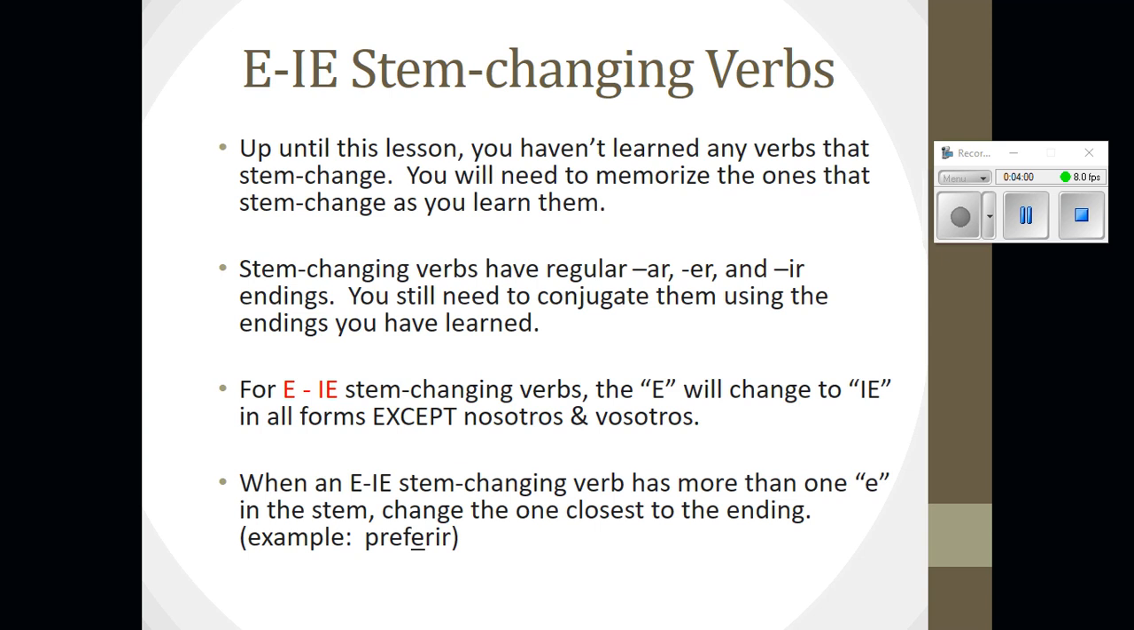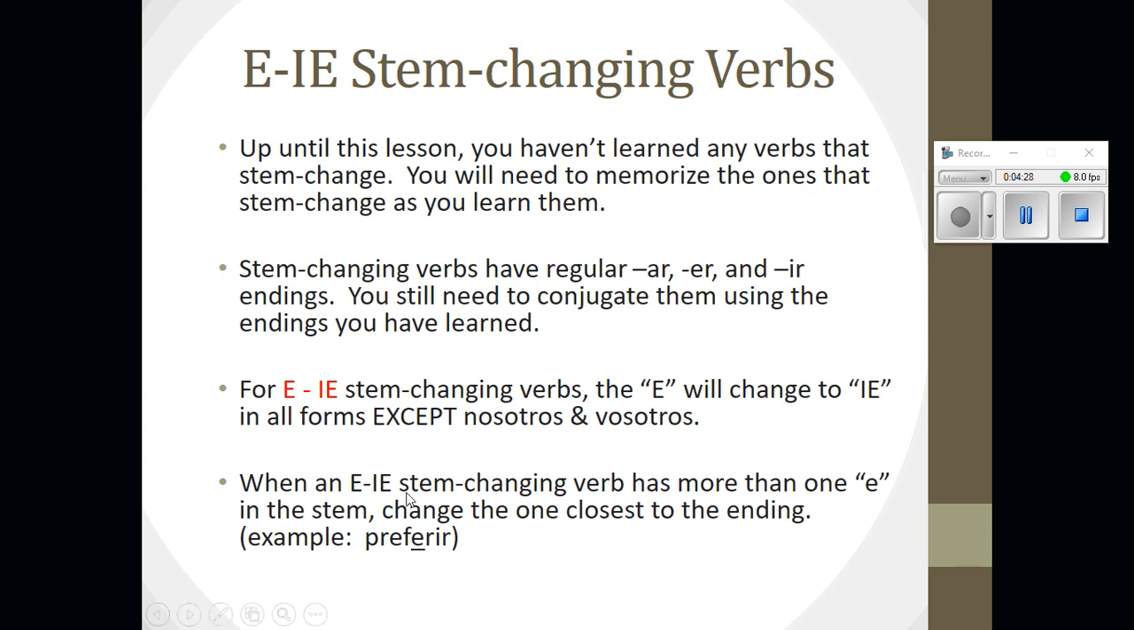All right, stem changing verbs have regular AR, ER, and IR endings. You still need to conjugate them using the endings you have learned. For E to IE stem changing verbs, the E will change to IE in all forms except nosotros and vosotros. Let's go ahead and pause the video and fill in that last part of Part A according to the information from this 3rd bullet point.